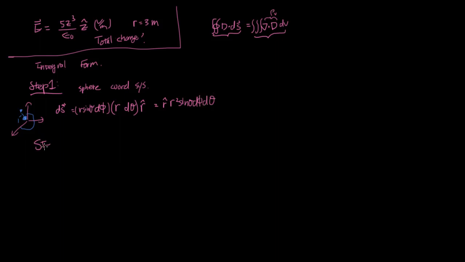So the next step is we calculate our electric flux density and set up the integral. In this case, the electric flux density will just be equal to epsilon naught E, which is going to be 5z cubed over epsilon naught, so these cancel, which is nice, z hat. And note that this is in Cartesian coordinates, so we need to convert to spherical.